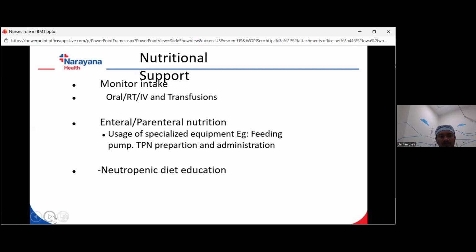And enteral and parenteral nutrition, usage of specific equipment like a feeding pump and TPN or such kind of nutrition support, the nurse must be oriented, and she must handle these nutrition requirements in a proper way. The neutropenic diet education has a major role in BMT.